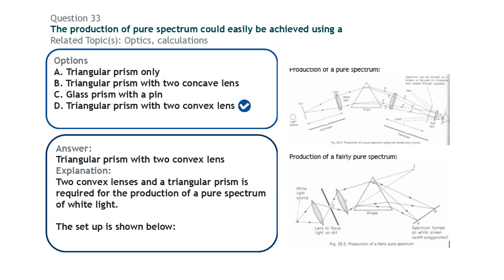If you want to produce a pure spectrum, you have two convex lenses. But if you are creating an impure spectrum, then you are not going to need another convex lens here. You have only one convex lens. But to produce a pure spectrum, you need a triangular glass prism. You need all of these things here basically, but we've narrowed it down to this question here. It's just a triangular glass prism with two convex lenses.